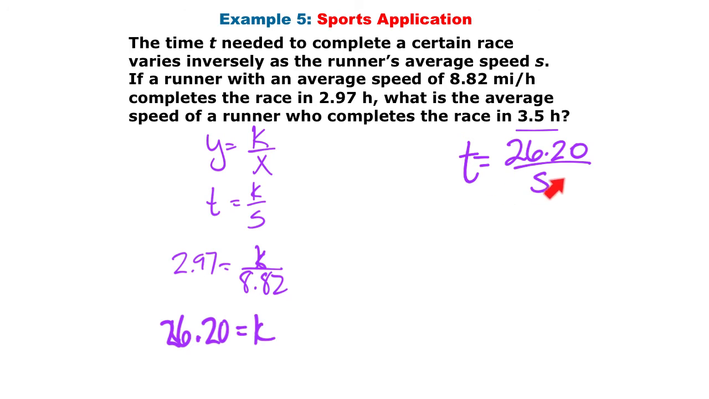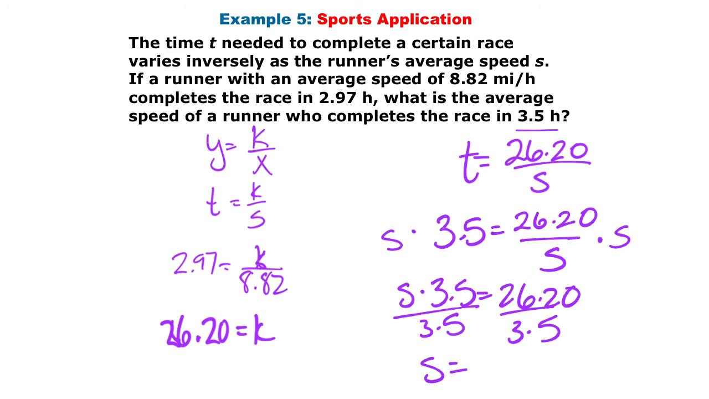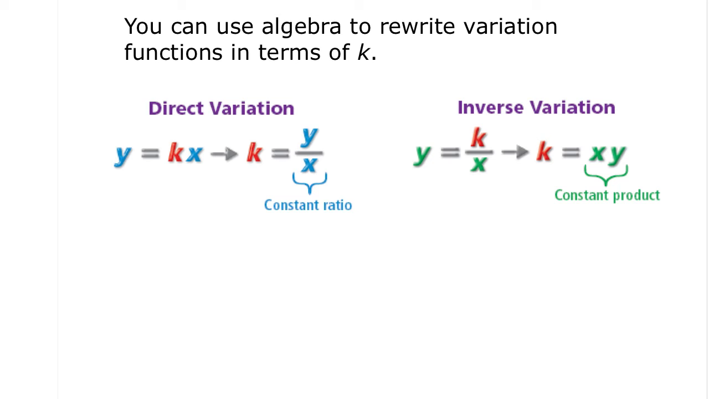So now I'm going to use that over here, and I'm going to figure out what is the average speed of a runner who completes the race in 3.5 hours. So I'm going to put in 3.5 for t, and I'm going to solve that for s. I'm going to get s out of the denominator by multiplying both sides by s. So I have s times 3.5 equals 26.2, and divide both sides by 3.5. Rounded to 2 decimals, it would be 7.49 hours.